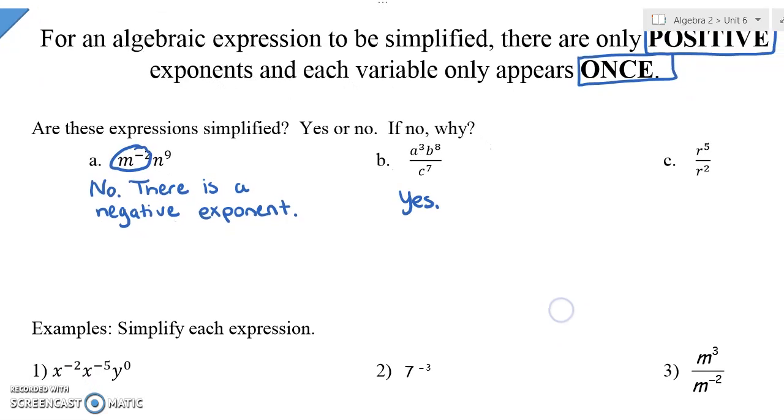And on the last one, the answer is no. I hope you see it right away. And the reason is because the variable r appears more than once. Or you could say appears twice.